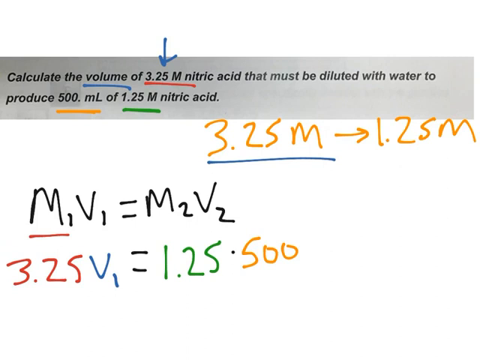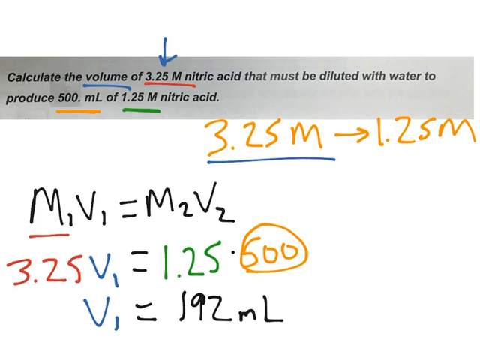And let's just solve for my initial volume. To 3 sig figs, I find that my V1 equals 192. Since this 500 right here was in milliliters, our volume down here will also be in milliliters. What this means is I must add water to 192 milliliters of 3.25 molar nitric acid in order to achieve 500 milliliters of 1.25 molar nitric acid.